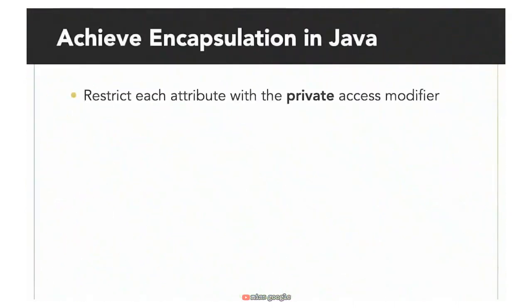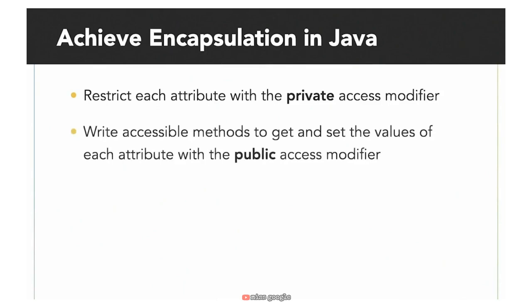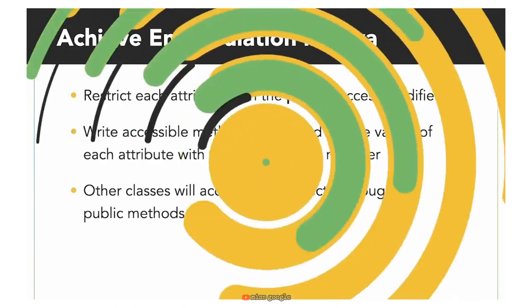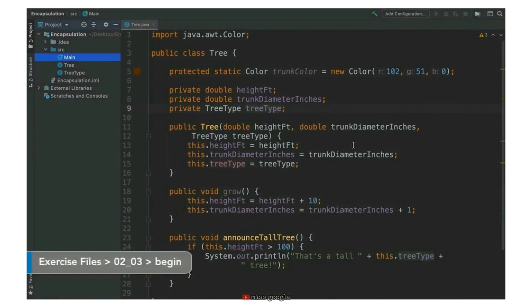In Java, one way we can achieve encapsulation for our attributes is to declare each attribute as private, then write public methods to get and set the value of each attribute. With this, other classes will still be able to access the hidden data, but they can only do so through a public method of a given class. Let's continue working with our tree class and create 3 public methods that retrieve each attribute value.